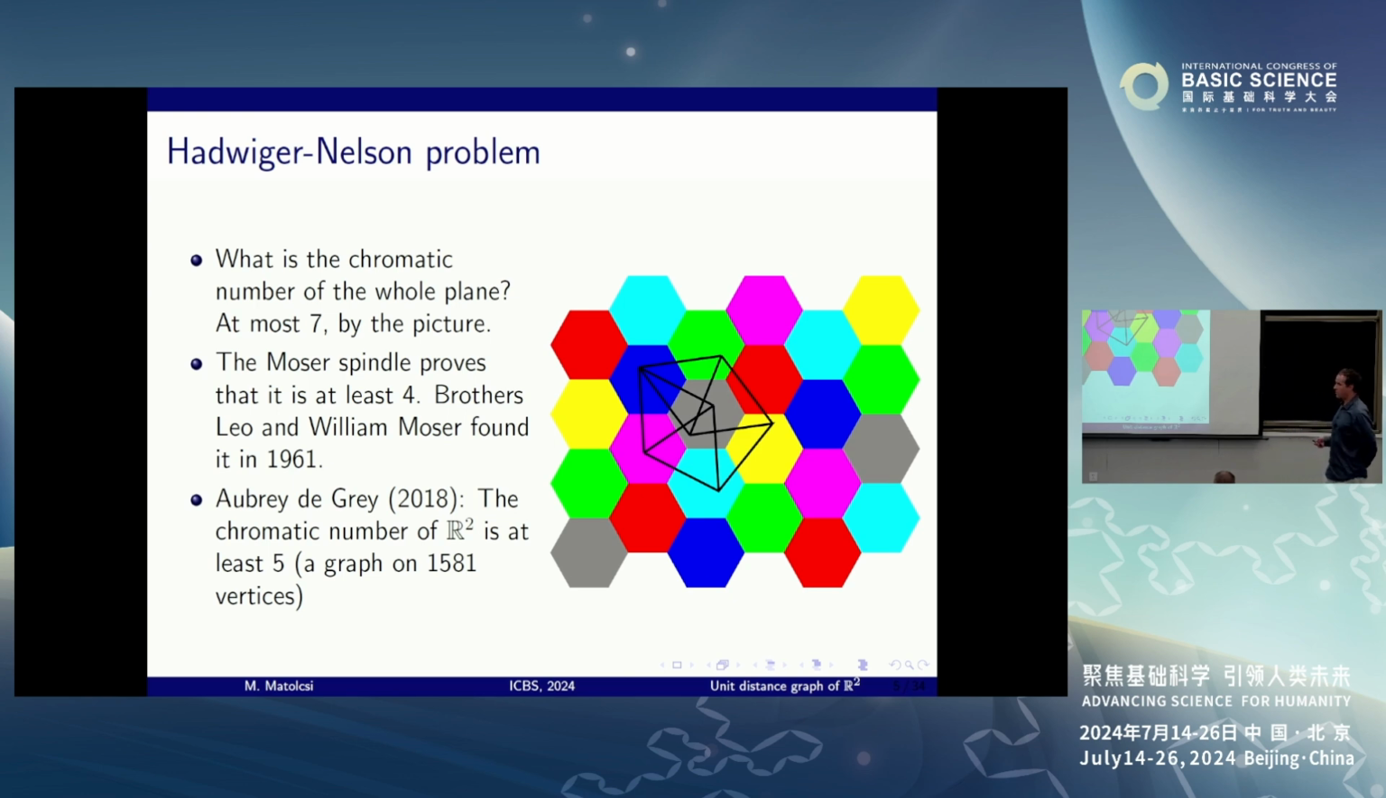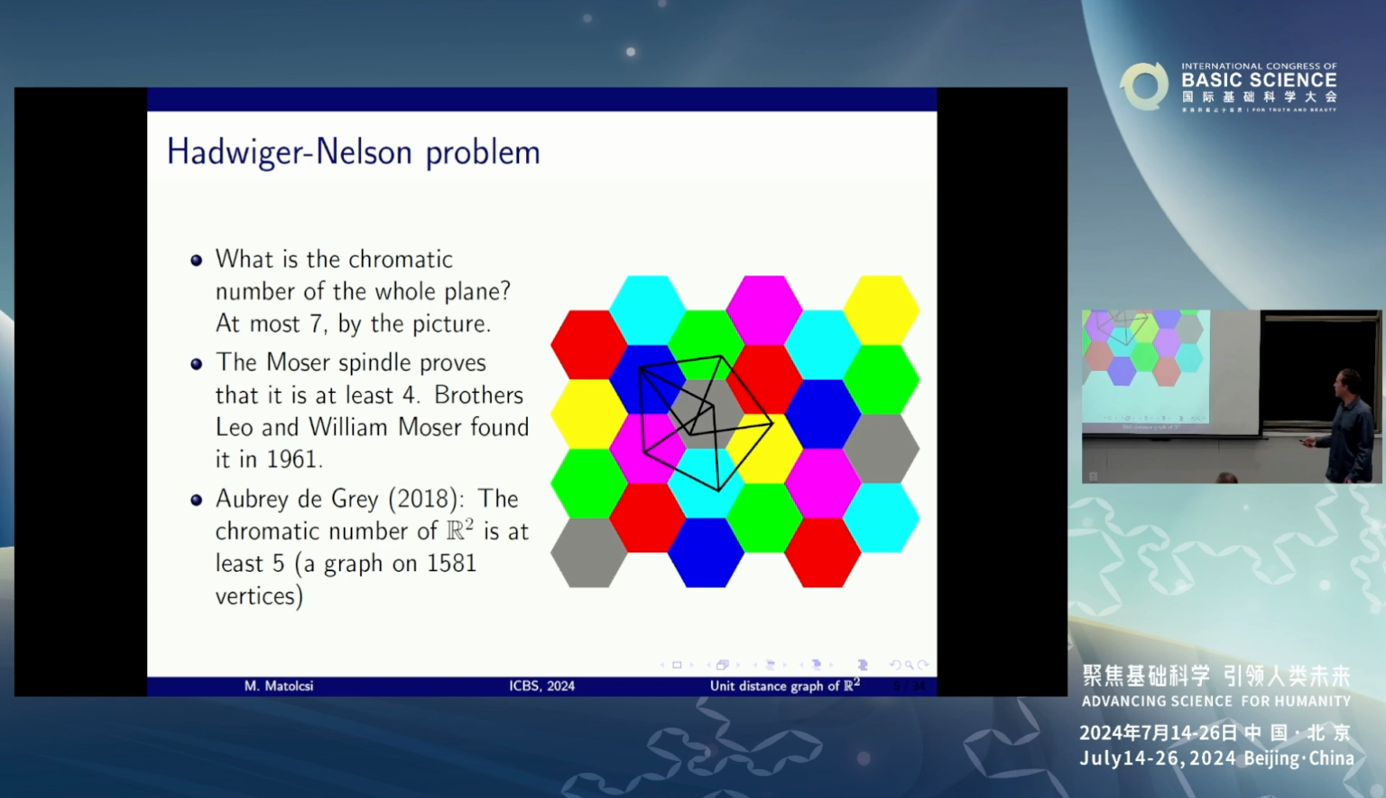So this hexagonal coloring is actually a good one. You have a bit of freedom in choosing the length of an edge of the hexagon, and if you choose it correctly, then this will be a good coloring of the plane. And it uses 7 colors. So we can say that at most 7 colors are enough. And just in the previous slide, we saw that the Moser spindle proves that you need at least 4 colors. So the answer must be between 4 and 7. What is the correct answer?